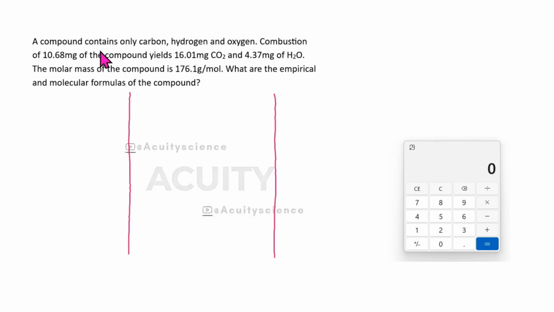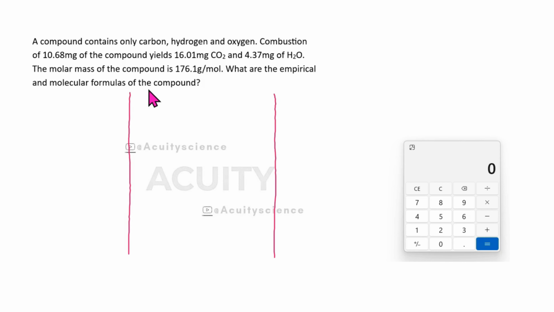A compound contains only carbon, hydrogen, and oxygen. Combustion of 10.68 milligram of the compound yields 16.01 milligram carbon dioxide and 4.37 milligram of water. The molar mass of the compound is 176.1 gram per mole. What are the empirical and molecular formula of the compound?